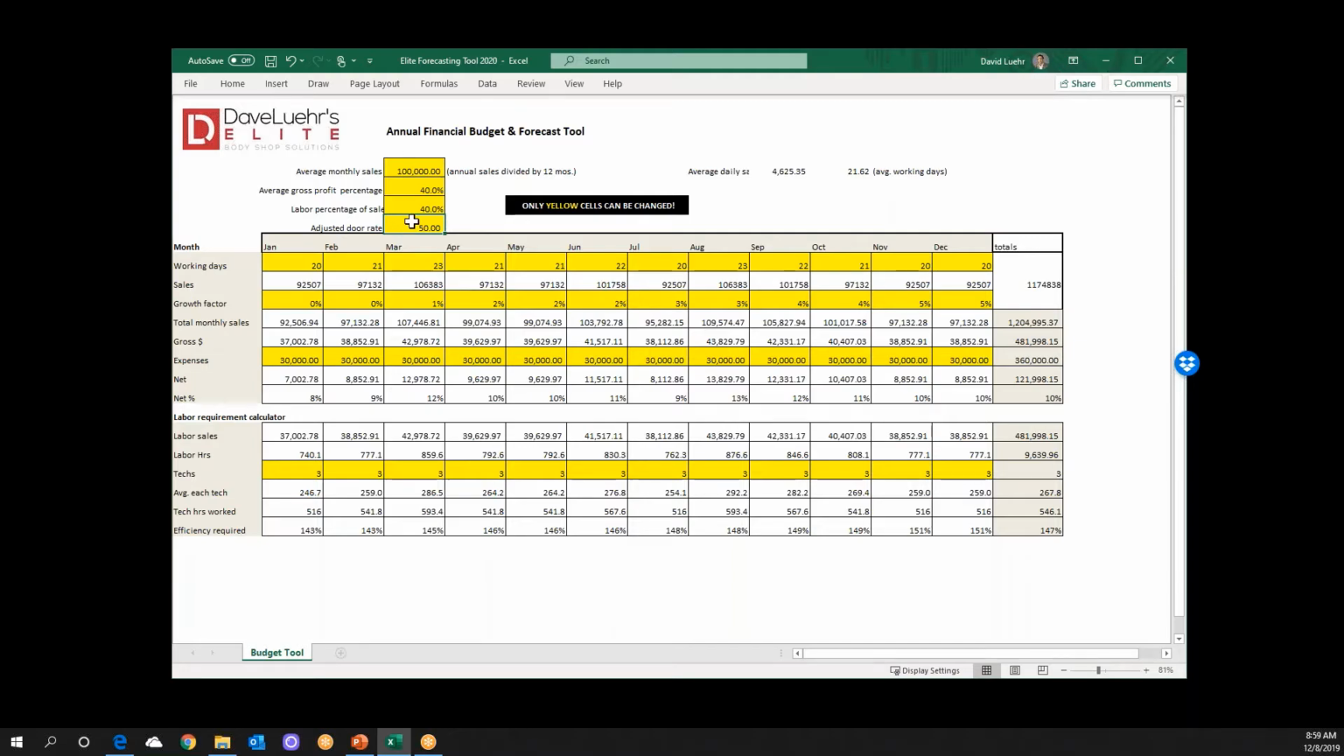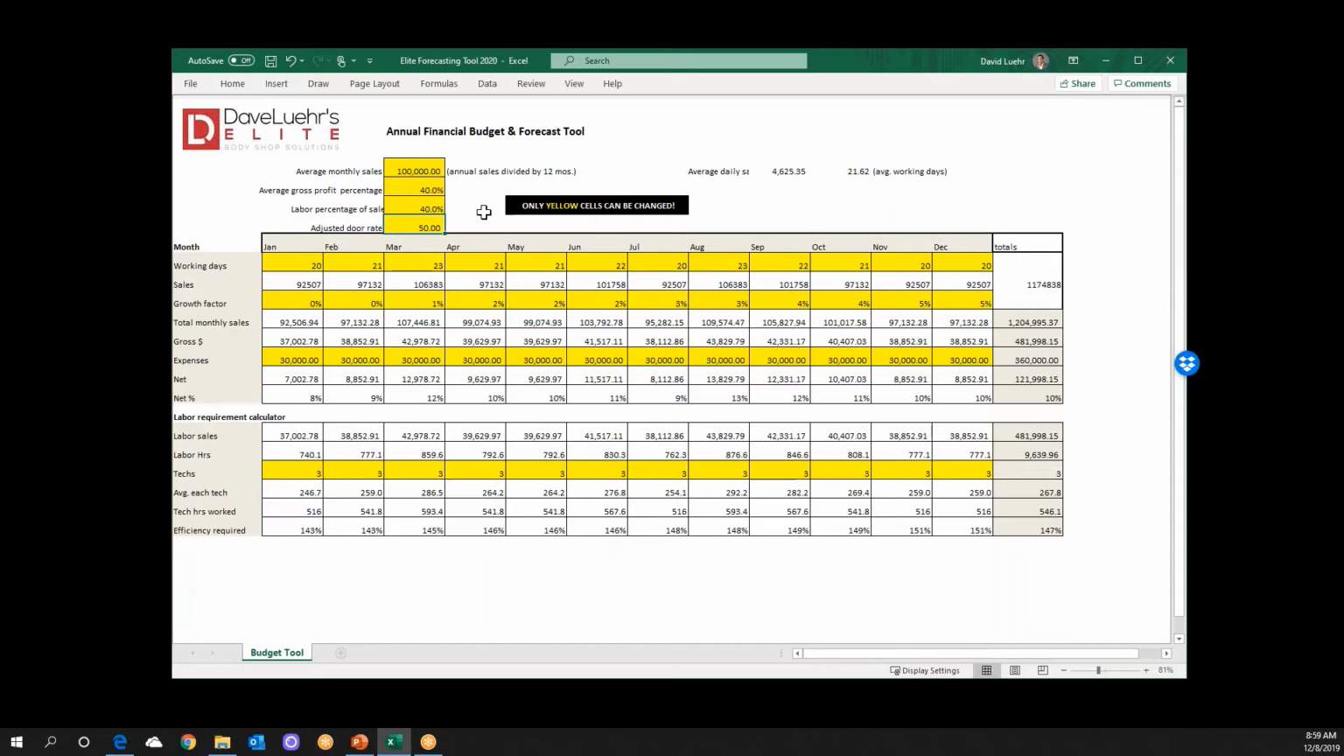So once you've got those, I want to point out that only the yellow cells can be changed. So you're not going to be able to go in here and change the sales. Everything in the white squares is automatic. It's got formulas behind it, so you can't change it.